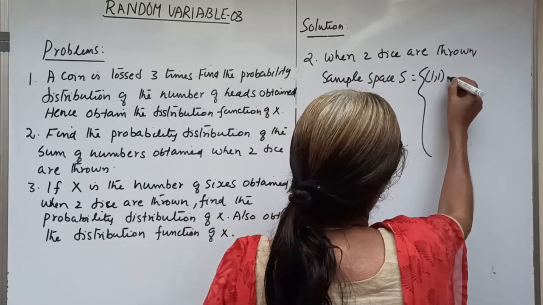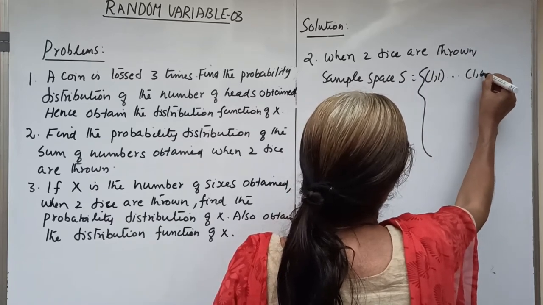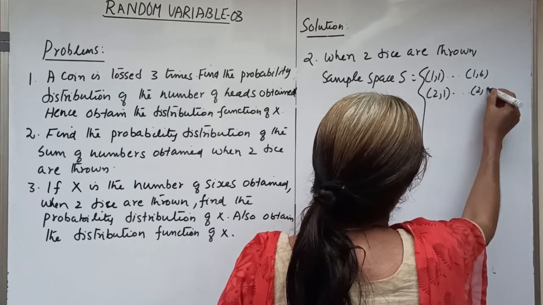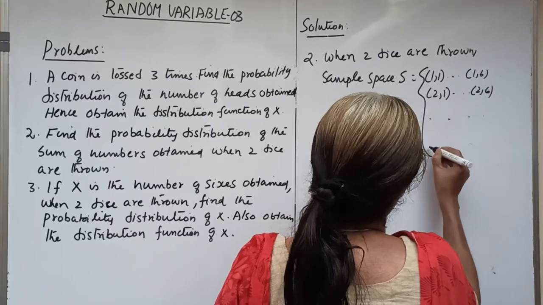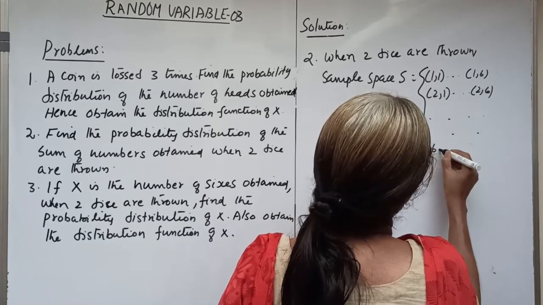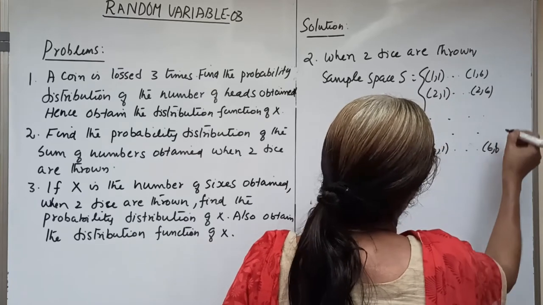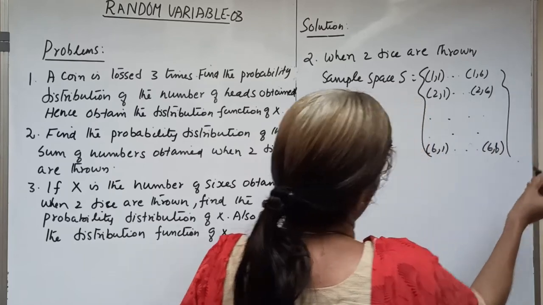In order we write 1, 1, etc. up to 1, 6, 2, 1, etc. up to 2, 6, 3, 1, etc. up to 3, 6, etc. up to 6, 1, etc. up to 6, 6. This is the sample space when two dice are thrown.